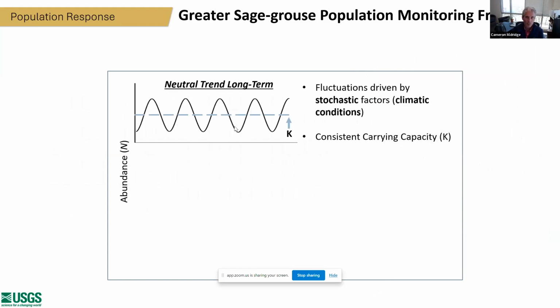So we've developed this larger population framework, and this is just to show an example of how we tend to see these populations and natural trends. If a population was stable over time, we'd see stochastic factors such as climate that may drive these cycles. And in this case, we might have a constant carrying capacity where populations just bounce up and down around this carrying capacity. But that's not the case with sage grouse.